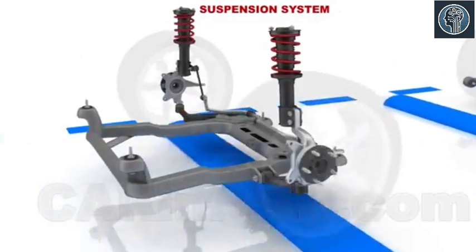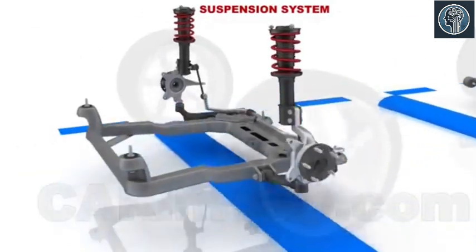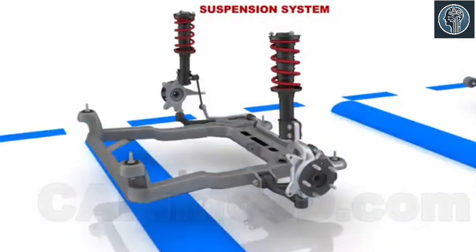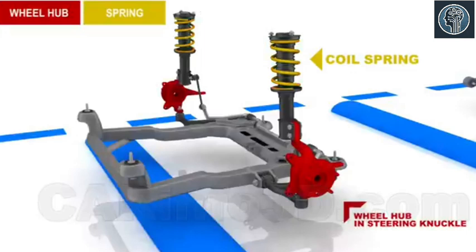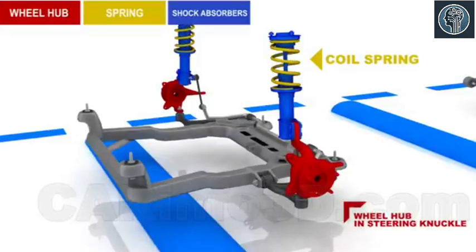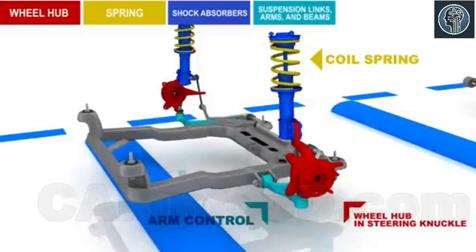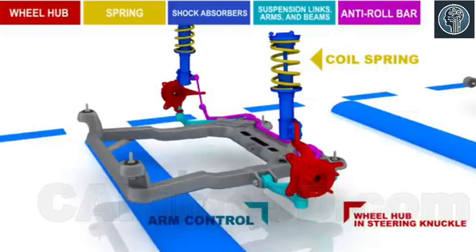Let's go back to the suspension system. The suspension includes the wheel hub. This is a wheel hub mounted on a steering knuckle. The spring, a coil spring in our case. Shock absorbers. Suspension links, arms, and beams. This type of suspension has an arm control and a shock absorber that performs an additional function of the suspension arm. The anti-roll bar.